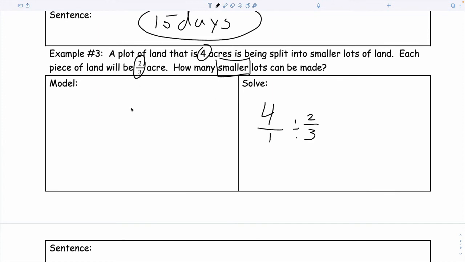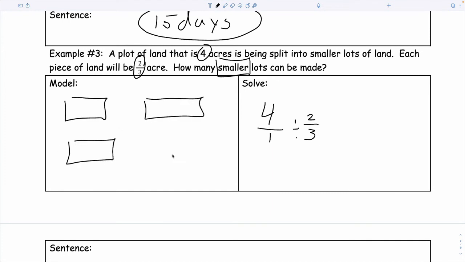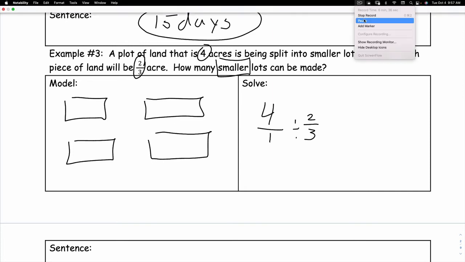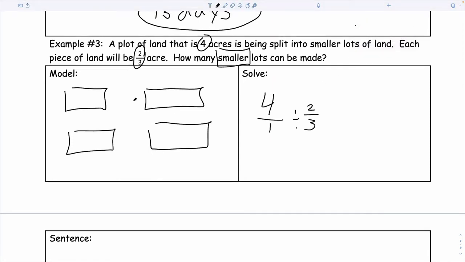All right, last model. So if we have 4 acres, each of these is an acre. All right, so this one is a little different with the model because there is 2/3, not 1/3. So if you have a fraction that's being divided by the whole number that's not a numerator of 1, we need to find out how many 2/3 fit into 4. And it's going to look like this.